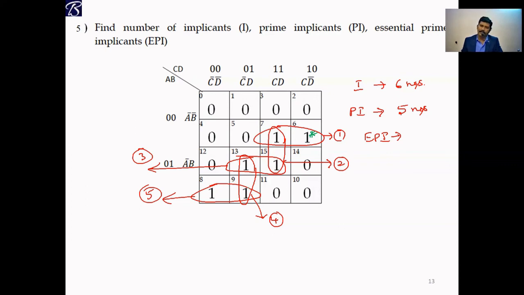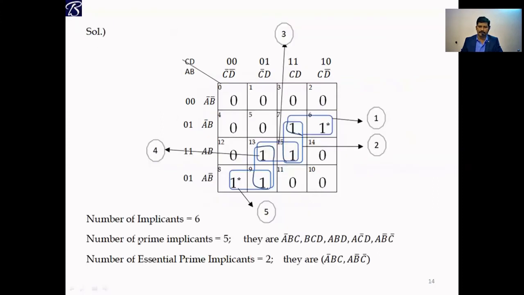Group 4 is also not an essential prime implicant because it is covered by other cells. Now if you observe group 5, cell number 8 is not covered by any other, so that's why this becomes essential. So how many essential prime implicants? Only 2. Implicants are 6, prime implicants 5, and essential prime implicants are 2. Let us check the answer. 6, 5, 2. Yes, 6, 5 and 2. Please pause this and note down. I'm moving to the next problem.